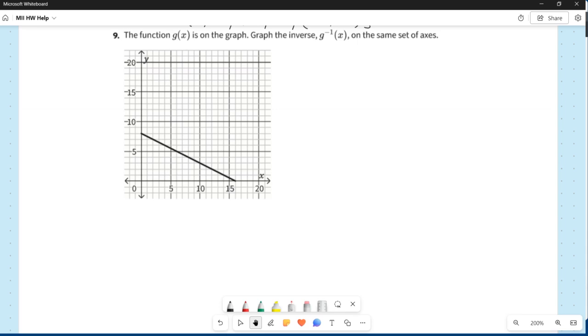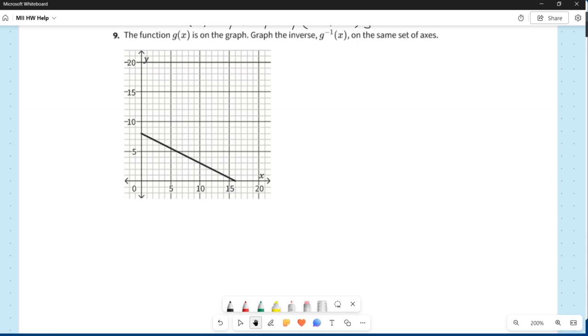Question 9. The function g of x is on the graph. Graph the inverse, g inverse of x, on the same set of axes. All right, so we have what appears to be a linear function. So our graph of our inverse function is also going to be linear. So the inverse of a linear function is also another, probably different, linear function.